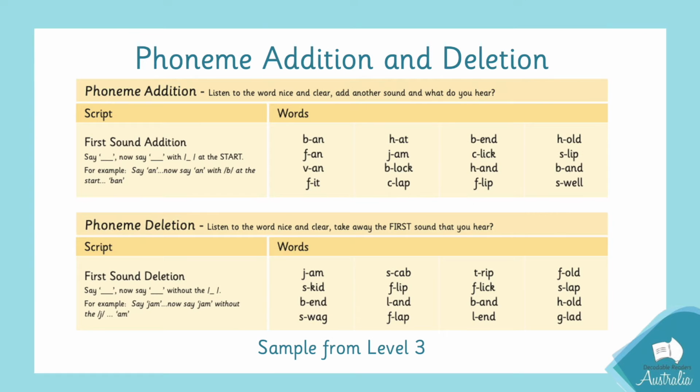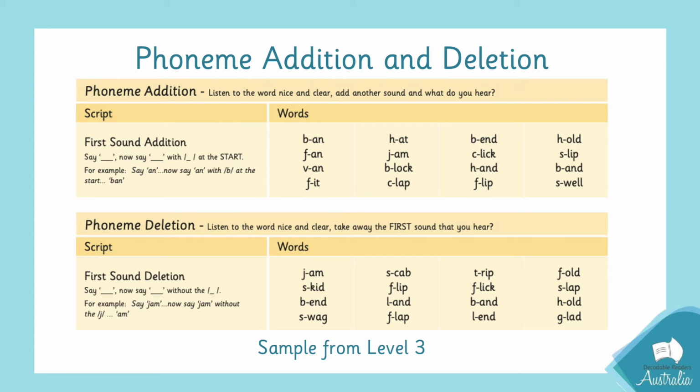All right, once we have blending and segmenting, which are really crucial for the reading and spelling process, the next part is what I call advanced phonemic awareness. We start off with addition and deletion. This is when we start off with a small word and we're adding an additional phoneme. So let's have a look at the script. For example, say Anne. Now say Anne with B at the start. What is my word? Ban. And you can see that words have been given to the teacher, the smaller words, and then they're adding that extra phoneme. Then we do the opposite at deletion.